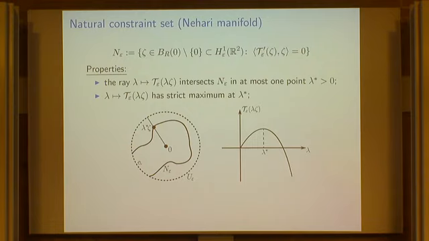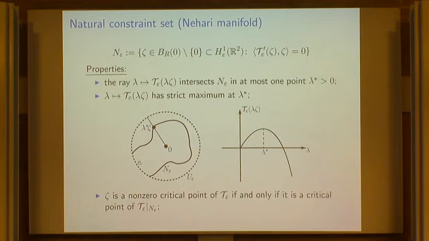So you have already said that the derivative is 0 in one direction, and you just look at the derivative in the other directions. And zeta is a non-zero critical point if and only if it is a critical point of T restricted to this Nehari manifold. And now the nice thing is that T is bounded from below and coercive on the Nehari manifold. So from that we can get an existence result.